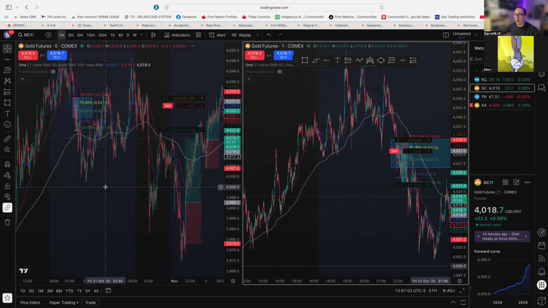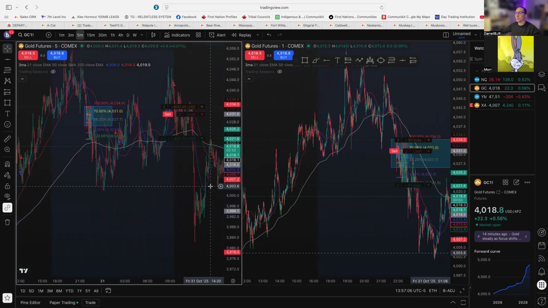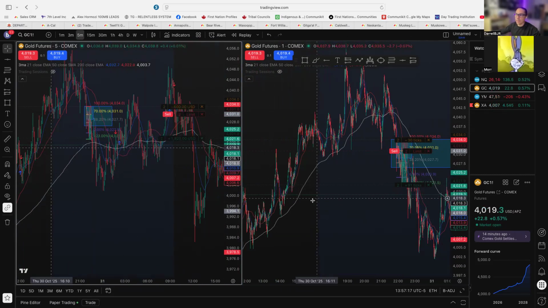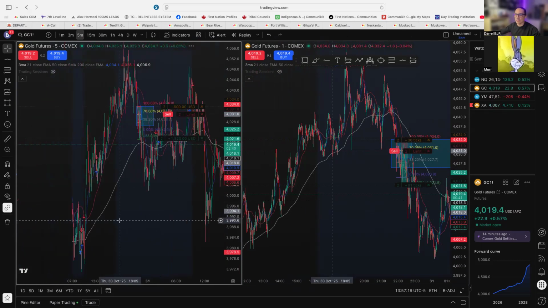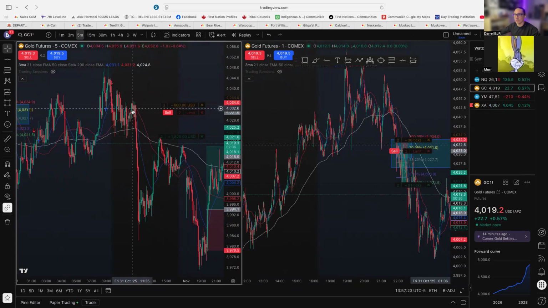For example, right here, it looks like a lot of chop because look at the white 200 moving average. It's flat. When the 200 is flatlining, it's not really the best market conditions, because we want to catch the move, we want to be in it to win it. We don't want to just get chopped up.